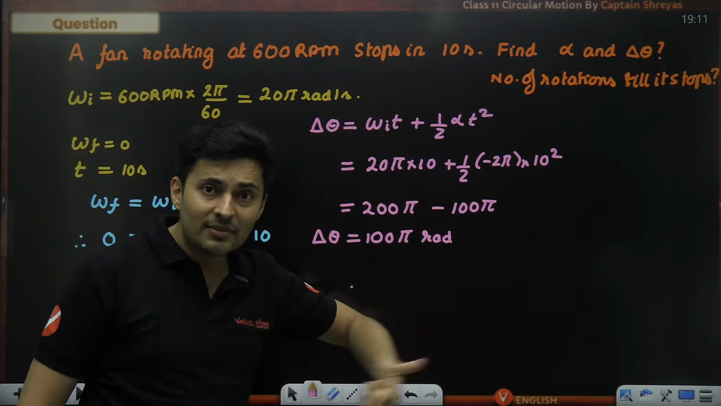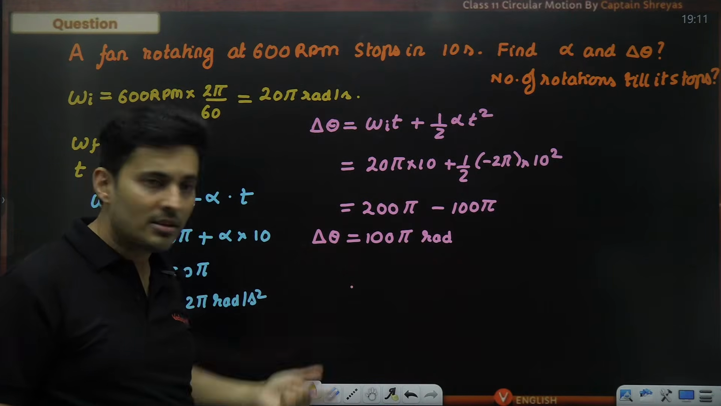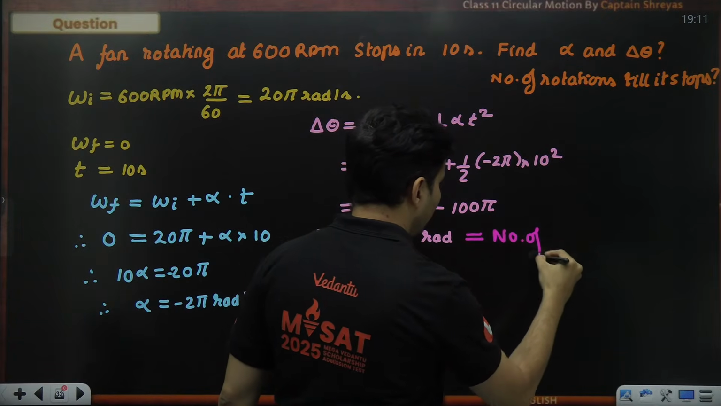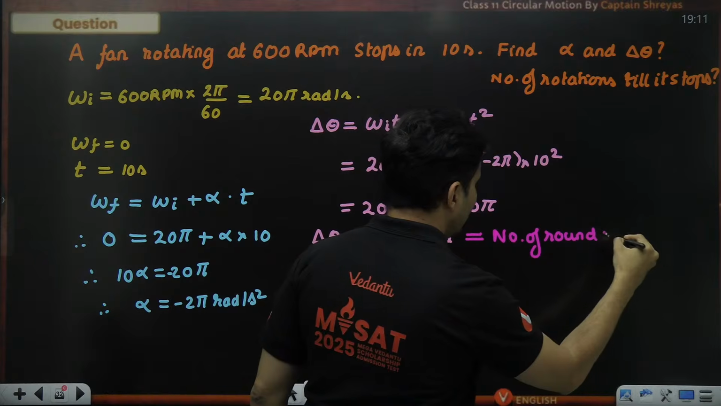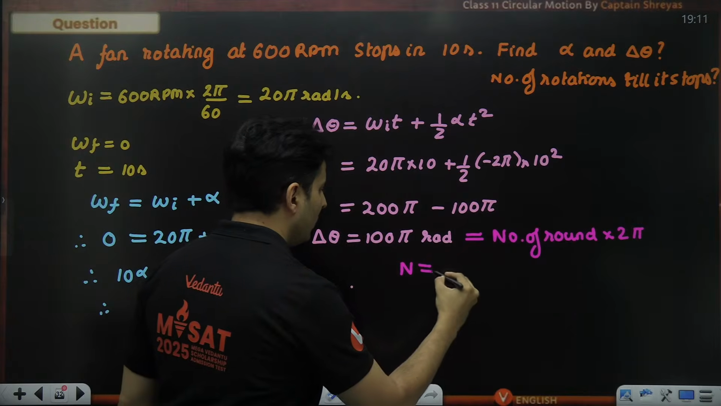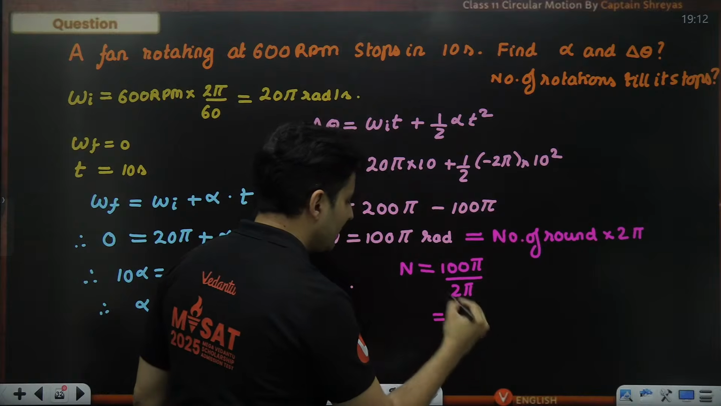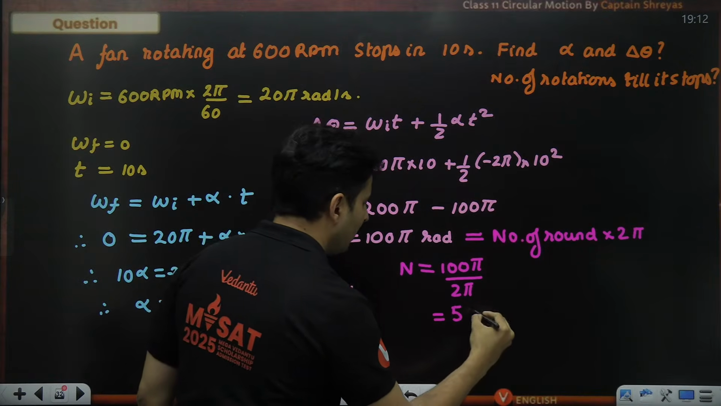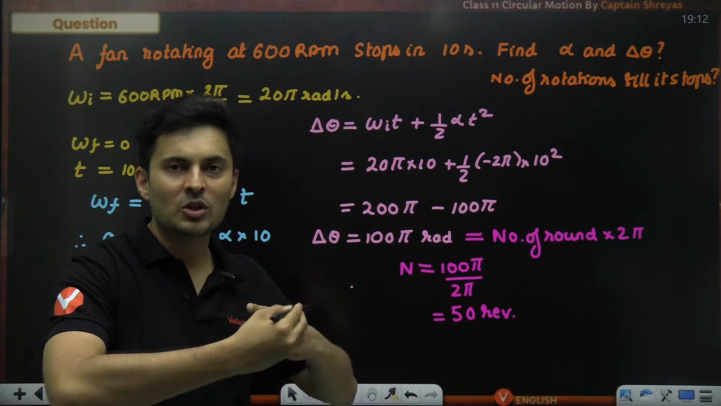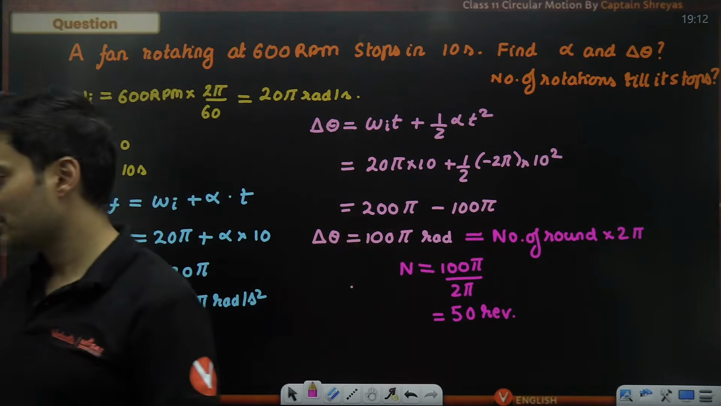How many rotations will it take to stop? If these are the number of radians it has covered till it stopped, these radians will be the number of rounds, and each round will have 2 pi radians. So the number of rounds will be 100 pi divided by 2 pi, which is nothing but 50 revolutions. So it will revolve 50 times before it stops. That is the answer. Again, we have used just simple kinematic equations.